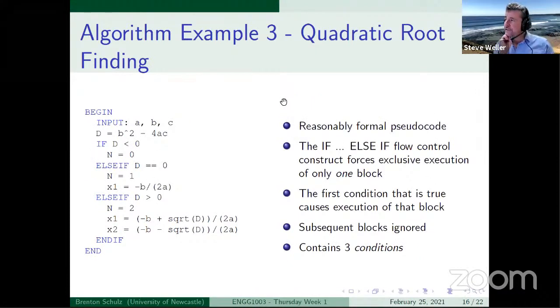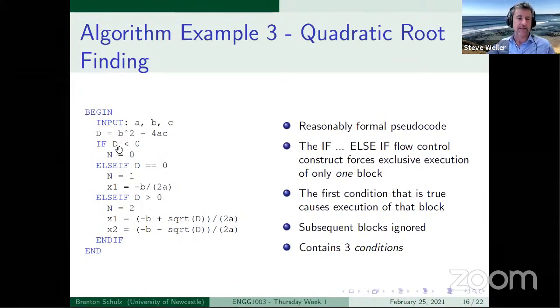And here we've got our first condition. We've computed what d is. D is a number, b squared minus 4ac, and a, b, and c have all been well-defined inputs to the algorithm. We've got our first conditional. If d is less than 0, in words, if d is negative, then we do an activity. In this case, we set the value of n to be equal to 0.